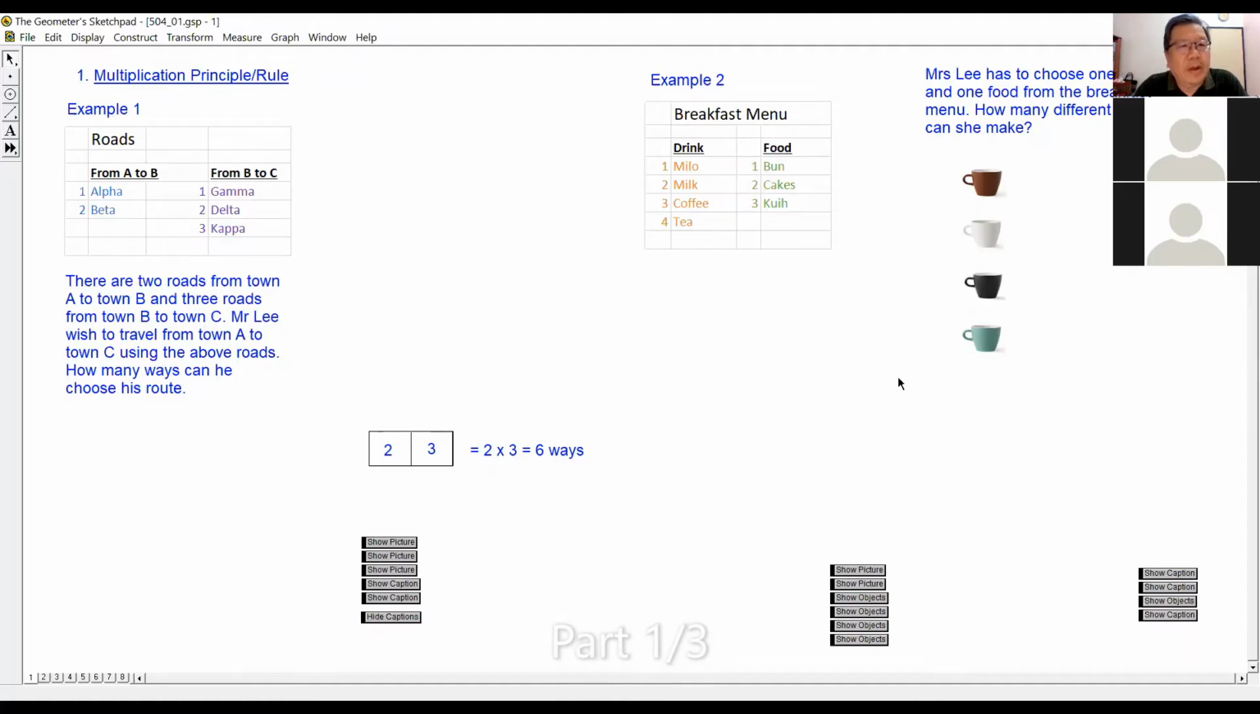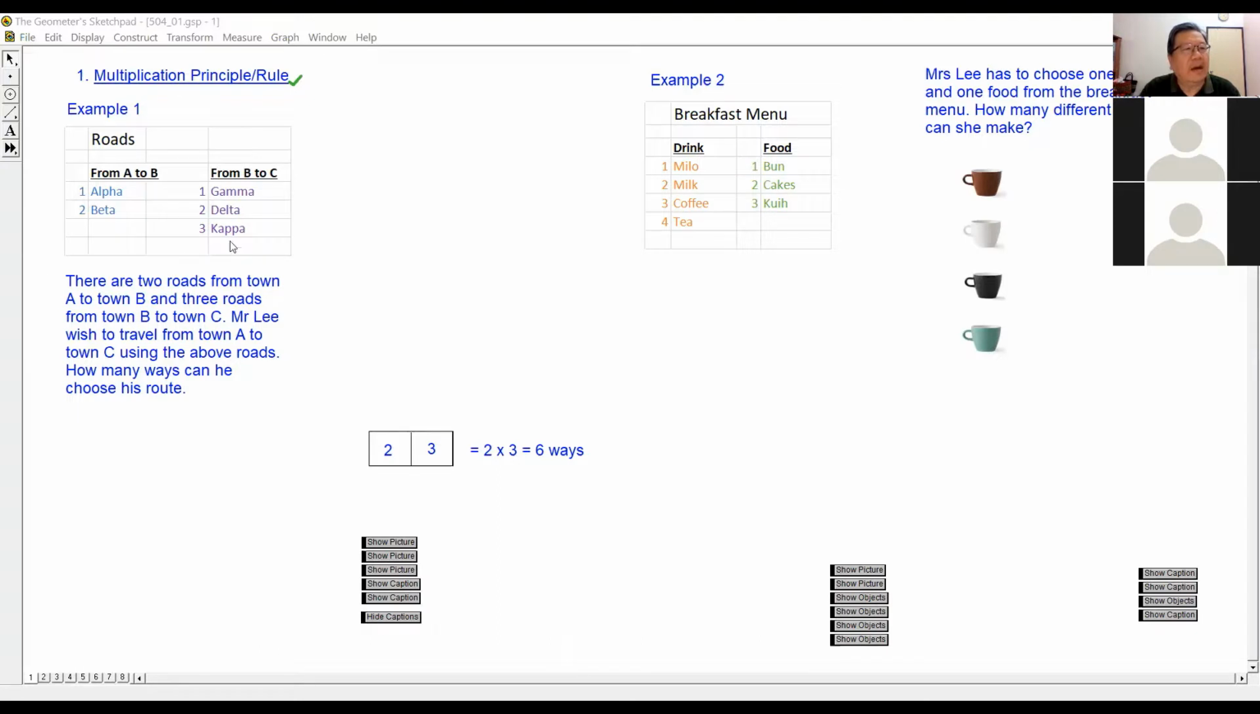Learn about permutation and combination. Before we study combination and permutation, you need to know about the multiplication principle, or multiplication rule. Okay, right. So, multiplication principle or multiplication rule.